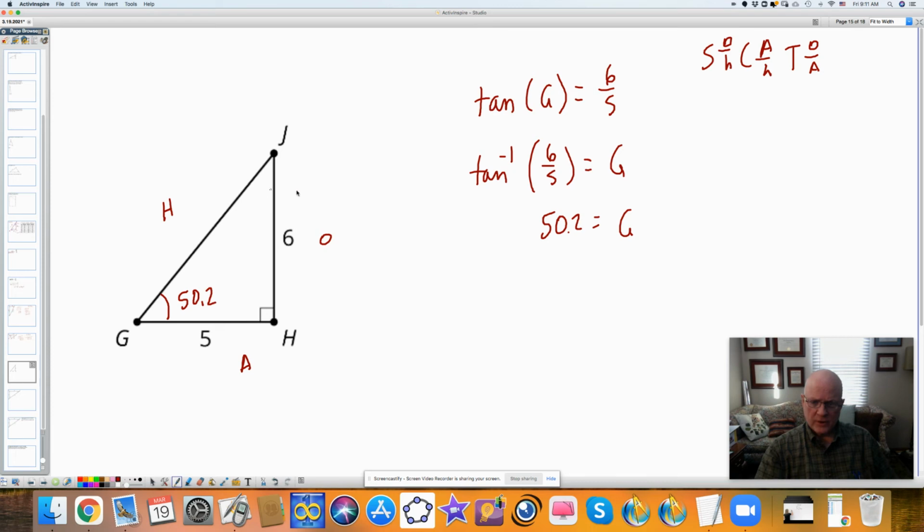To find the other angle, I'll subtract this from 90. If you subtract 50 from 90, you get 40. I'm going to subtract 50.2, so I'll get 39.8 degrees for this one.